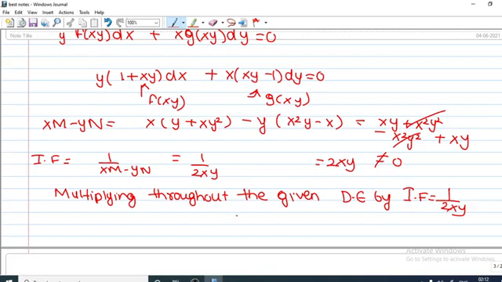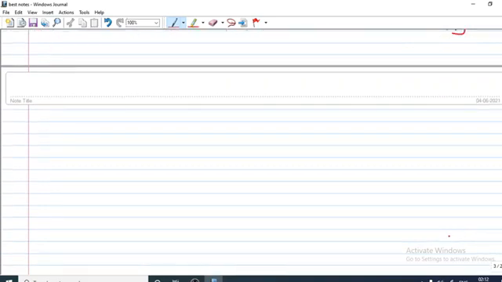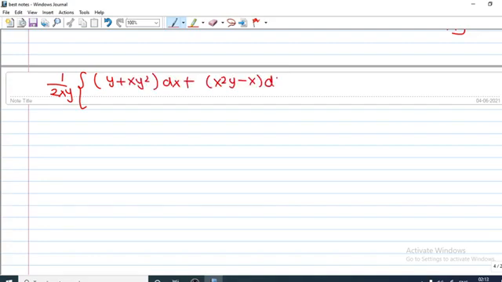After this you have to write this step: multiplying throughout the given differential equation by 1 upon 2xy. Why are we multiplying it? Because we want to make it an exact differential equation. Multiply it, what are we getting? Remove this 2, because it is going, just take this 2 and multiply it with the 0 here. It is of no use. Keep it as it is.